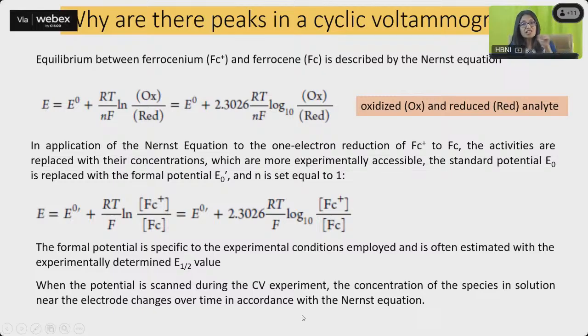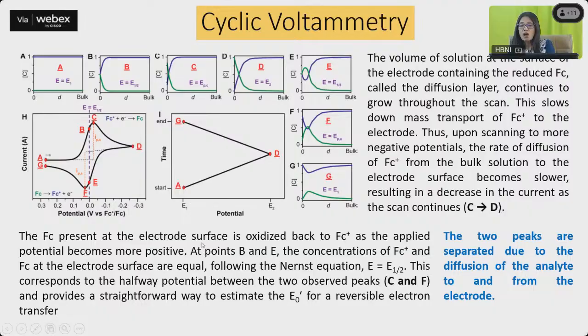When the potential is scanned during the CV experiment, the concentration of the species in solution near the electrode changes over time in accordance with this Nernst equation. So what you have over here is an increase in the current till point C, and after that you find a decrease happening. Why? Because the volume of the solution at the surface of the electrode containing the reduced species, called the diffusion layer, continues to grow throughout the scan.